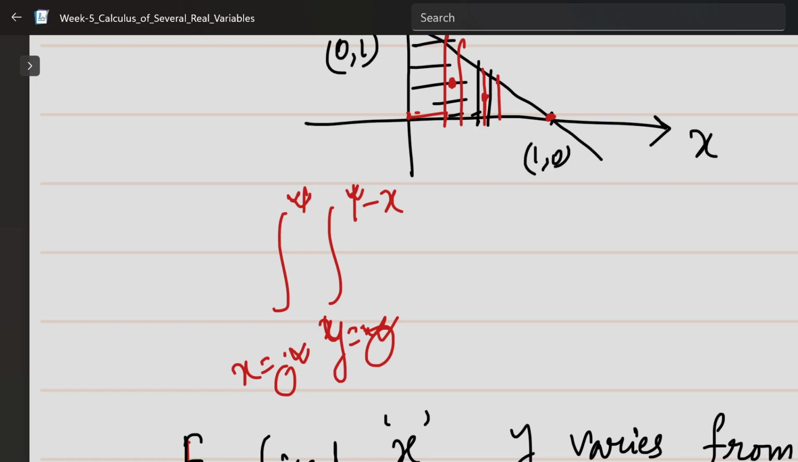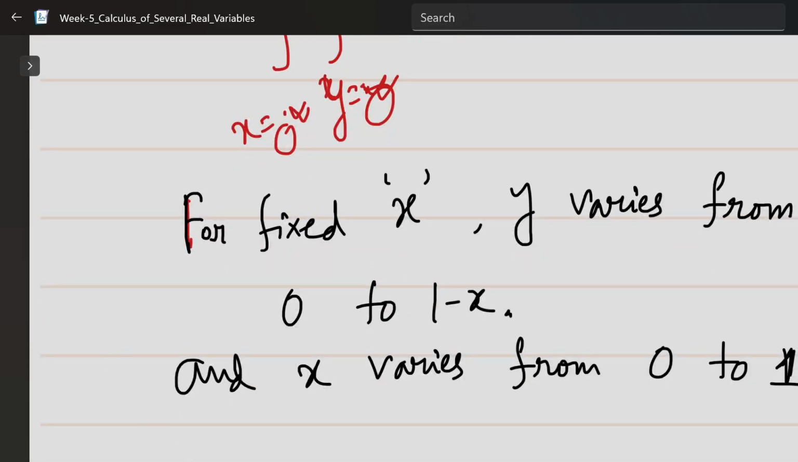Because I fixed x already, for a fixed x, y varies from 0 to 1 minus x. Here it is 0 and here it is 1 minus x. Now, where does x vary? In this total region, x varies from this 0 point to this 1 point. So x varies from 0 to 1. So I will just integrate this.